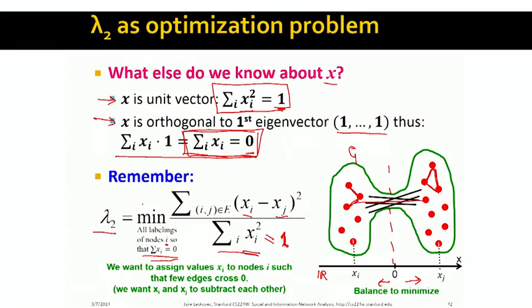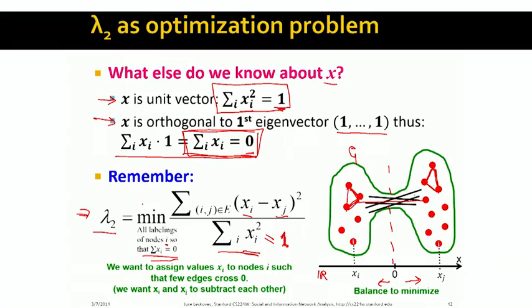So what this is basically saying is that this minimization problem is trying to put nodes on a graph. It's trying to put them on a real line in such a way that the number of edges that span across 0 is as small as possible, while the nodes that are connected with each other are on the same side of the real line. And this is exactly what we want to do, right?